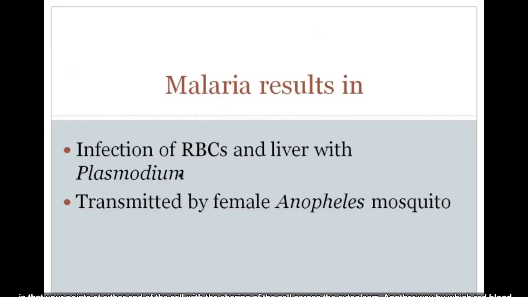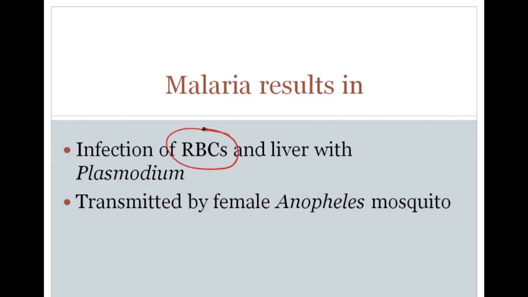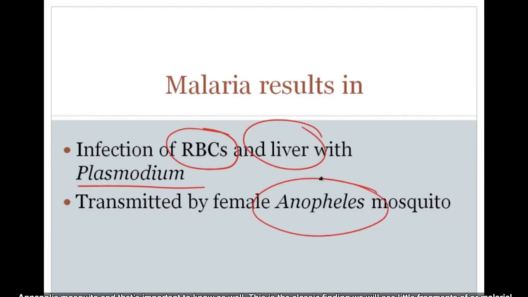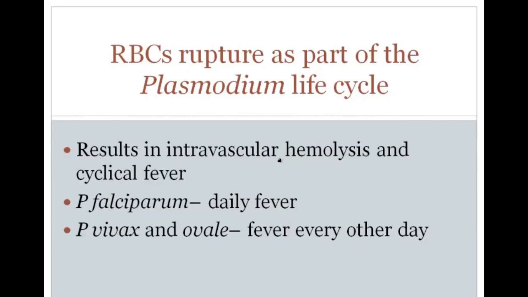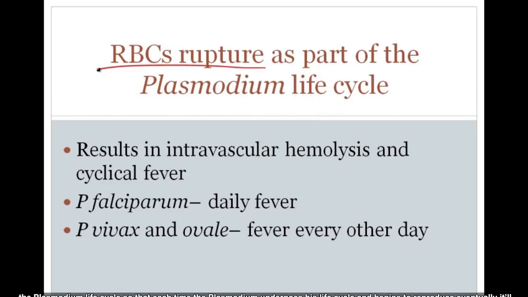Another way by which red blood cells can be destroyed is malaria. Malaria results in infection of the red blood cells and the liver with Plasmodium, and it's transmitted by the Anopheles mosquito, and that's important to know as well. This is the classic finding. We will see little organisms, malarial organisms, present within the red blood cells. It's important to note that what causes the hemolysis is that the RBCs rupture as part of the Plasmodium life cycle.